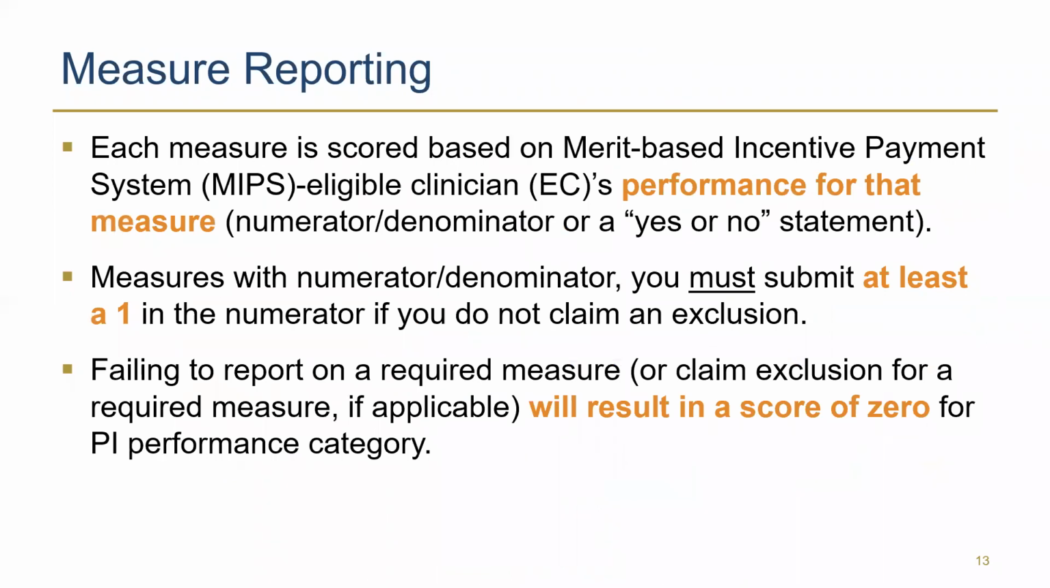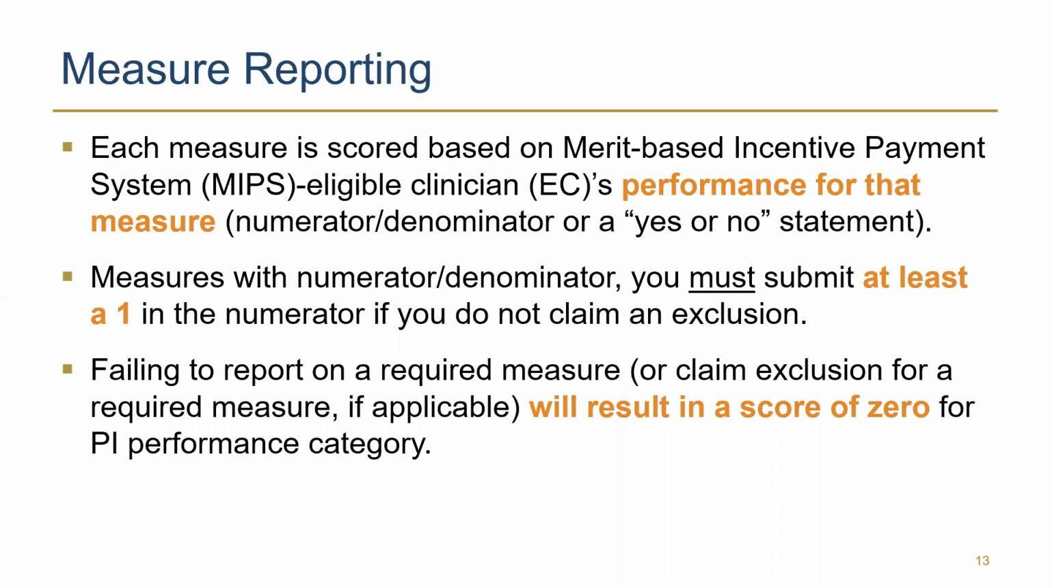Each measure is scored based on the performance of the clinician or the group for that measure. For measures that have a numerator-denominator, you have to submit at least 1 in the numerator if you do not claim an exclusion. Failing to report on a required measure or failing to claim an applicable exclusion will result in a score of 0 for the PI performance category.